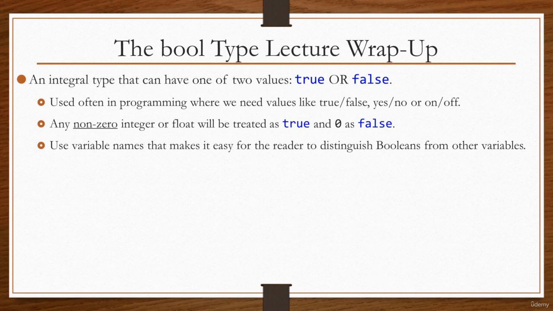The bool again is an integral type that can have one of two values, true or false. It is used often in programming where we need values like true or false, yes, no, or on, off. As I mentioned, any non-zero integral or floating point will be treated as true and 0 will be treated as false. Finally, as discussed in the previous slide, it's important to use variable names that make it easy for the reader to distinguish booleans from other variables, or in other words variables of other types. Alright, that is going to wrap up this lecture on the bool type. We'll use booleans quite a bit throughout the rest of the lesson.